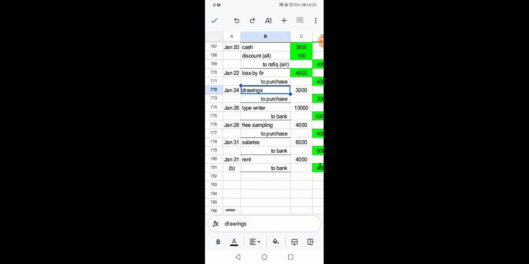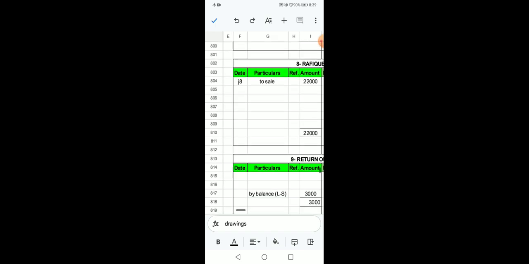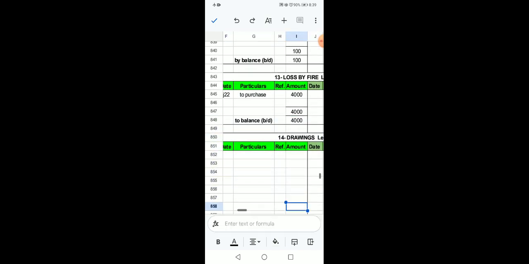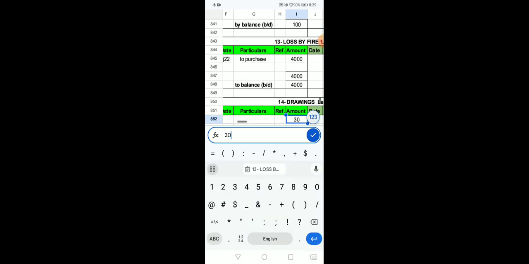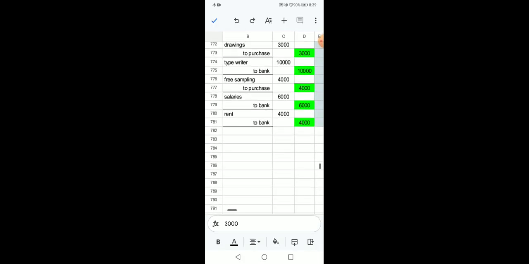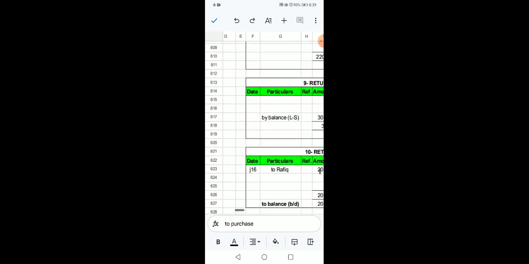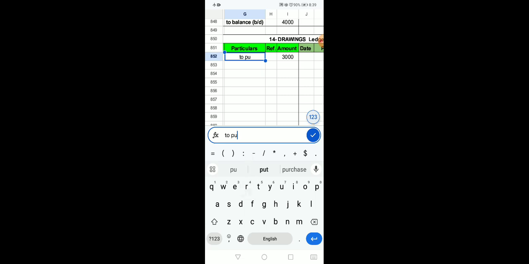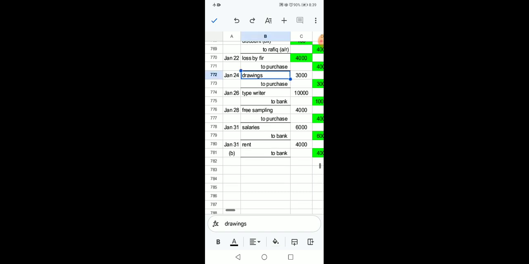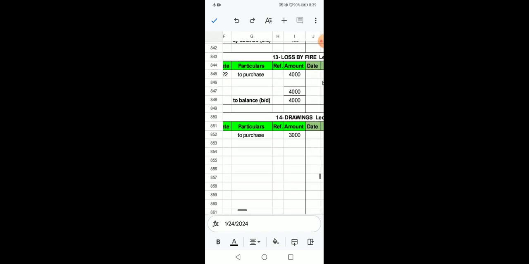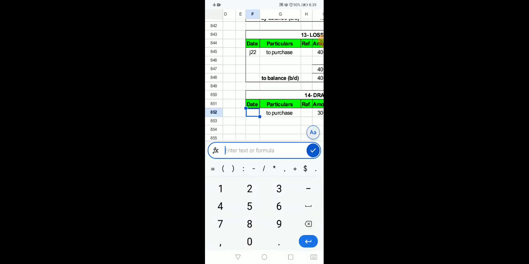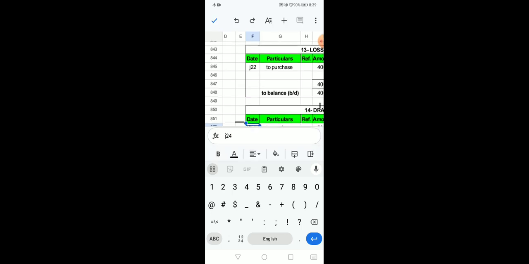Alright, now go to the journal and see where drawings are present. Here first entry we have found out 3,000 is debited. Go to the ledger and write down 3,000 on debit side. Now see its reference for drawings. This was drawings. What is written on the opposite side? Purchase. Go to the ledger and write down to purchase in reference column. Go again and check it out. The date drawings January 24. Write down date as January 24 over here.